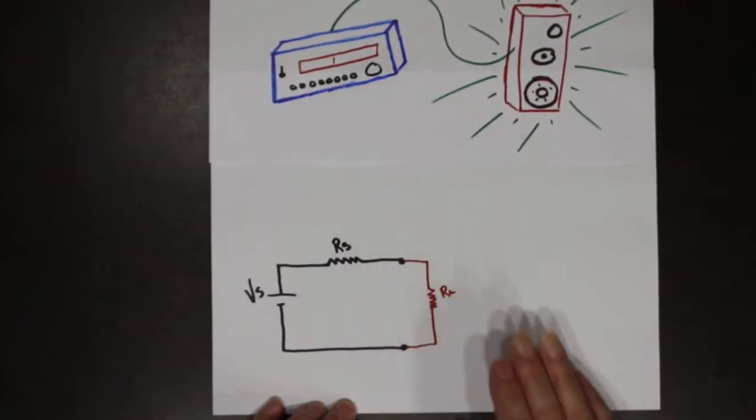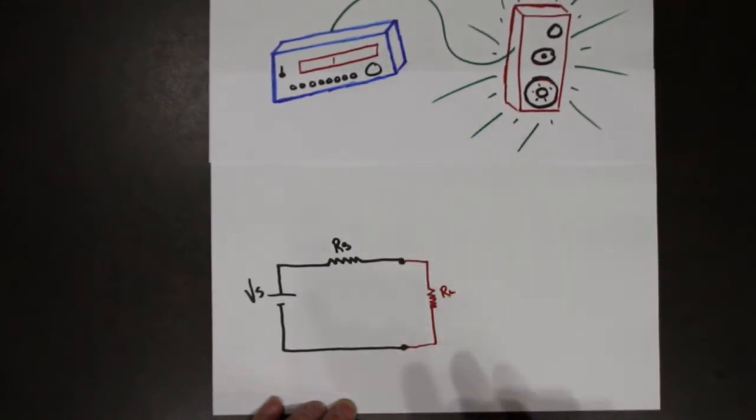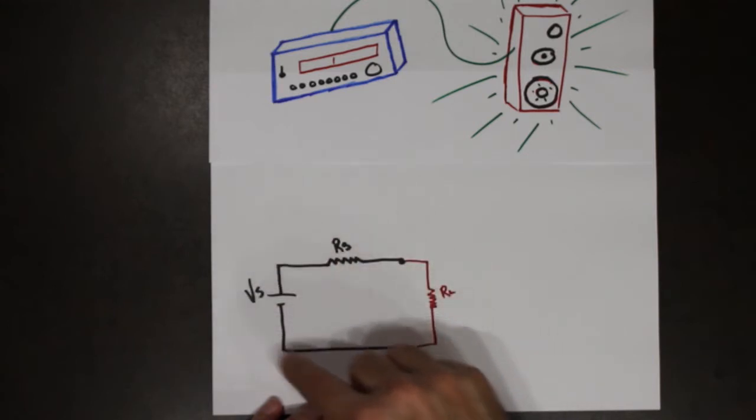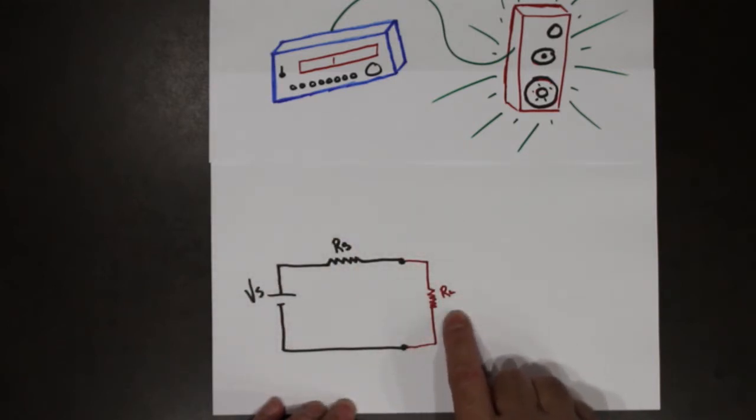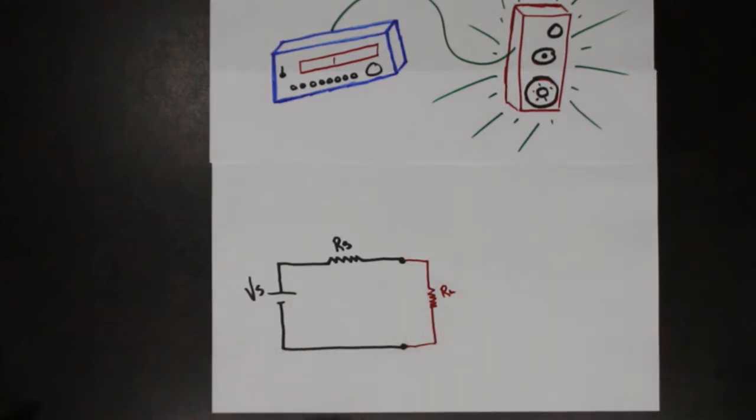So what conditions have to be met in order to transfer as much of the power that's being generated into the load? What we're going to do is a series of calculations. I'll plug in some values, and by experiment we're going to figure this out. So here we go.